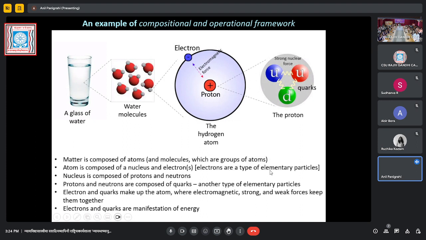So, what this gives us is a scenario where matter is composed of atoms and molecules, which are groups of atoms. Like we see here, a water molecule is a group of atoms. The atom is composed of a nucleus and the electrons, and the nucleus is composed of protons and neutrons, and the protons and neutrons are composed of quarks, and so on. And finally, what are the quarks and the electrons made up of? They are manifestations of energy. So matter is a manifestation of energy.